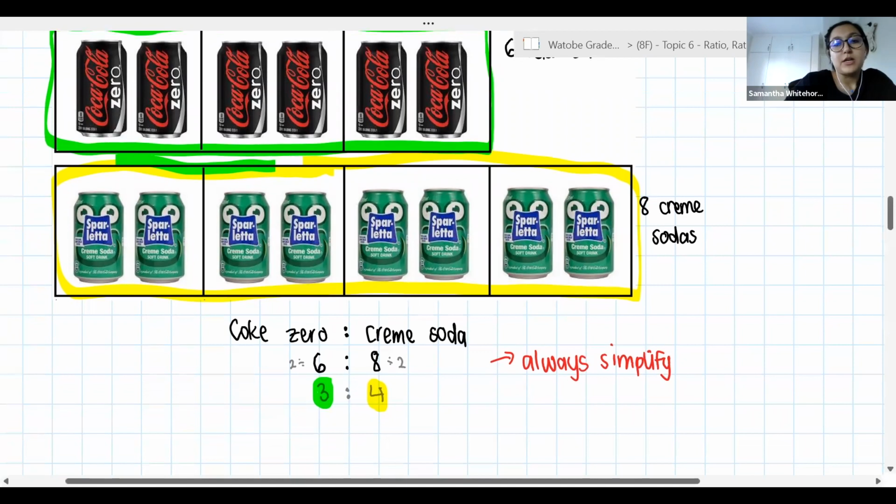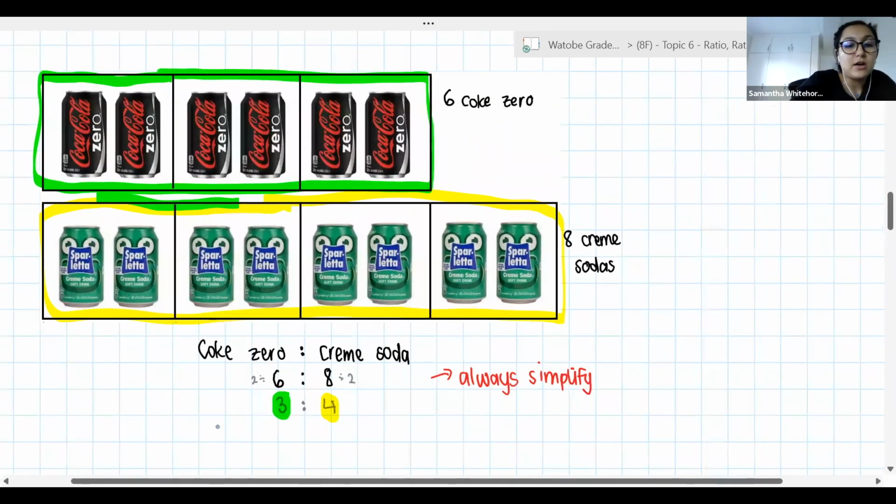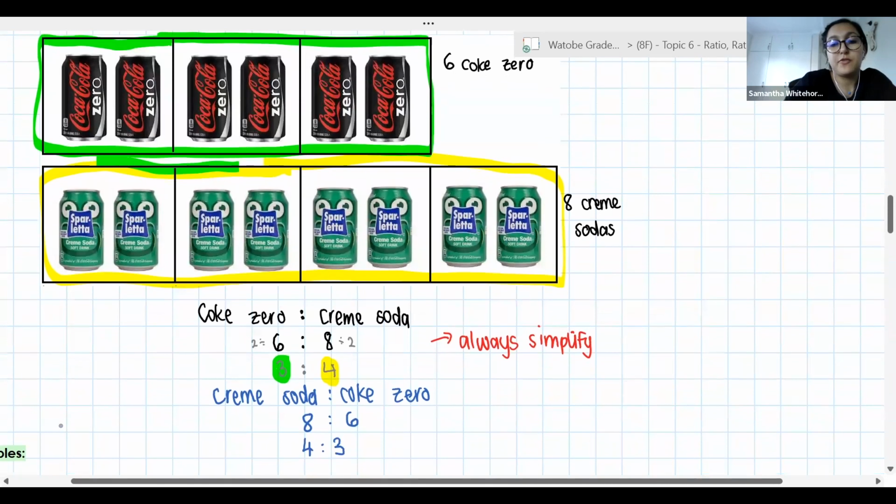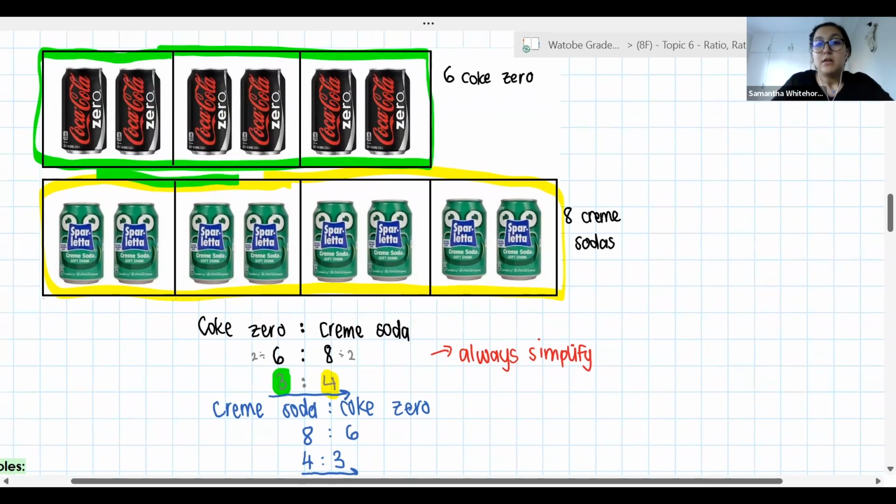Right, just to show you what I mean in terms of order. If I had asked you for the ratio of cream soda to Coke Zero, what we then need to bear in mind is that now we've got the cream soda first. So that value for cream soda of 8 must come first in our ratio and then our value of 6. Again, we would simplify this, dividing both of them by 2 to get 4:3. But we are able to simplify our ratios as long as we can divide all of the values in our ratio by the same number.